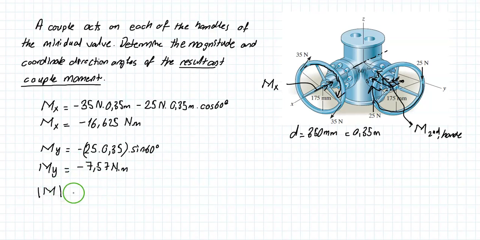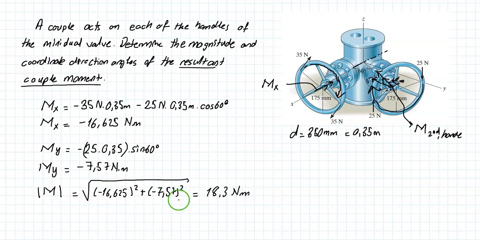Okay, so the magnitude of the resultant would be the square root of the sum of the squares of mx and my. Okay, minus 16.625 squared plus minus 7.57 squared, and that gives me 18.3 Newton meter. Okay, and for the coordinate direction angles.